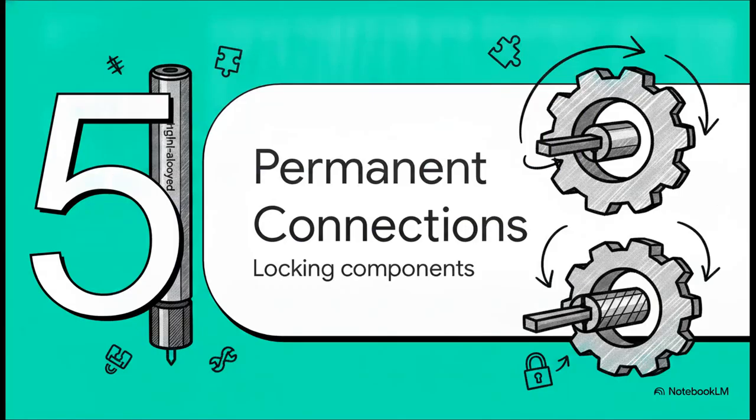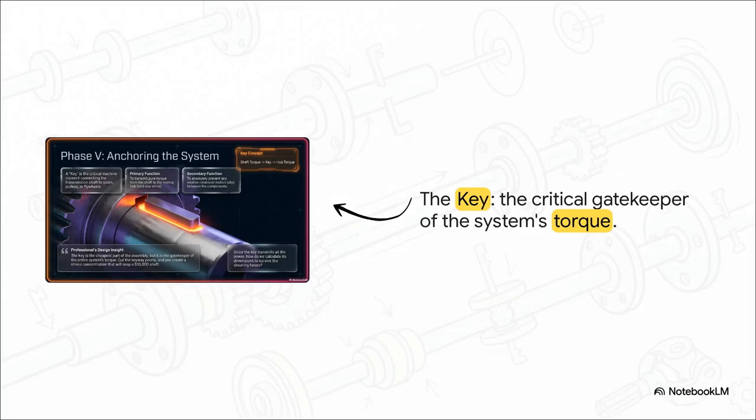Moving on to Section 5, anchoring and permanent connections, how we lock these components in place. Notice that glowing rectangular piece of metal on the screen? That is the key. It's such a simple, heavily standardized little machine element that just slides into a groove between the shaft and the gear hub. Honestly, the key is usually the absolute cheapest part of the entire assembly, but it is the critical gatekeeper of the whole system's torque. It completely prevents any slipping between the components.